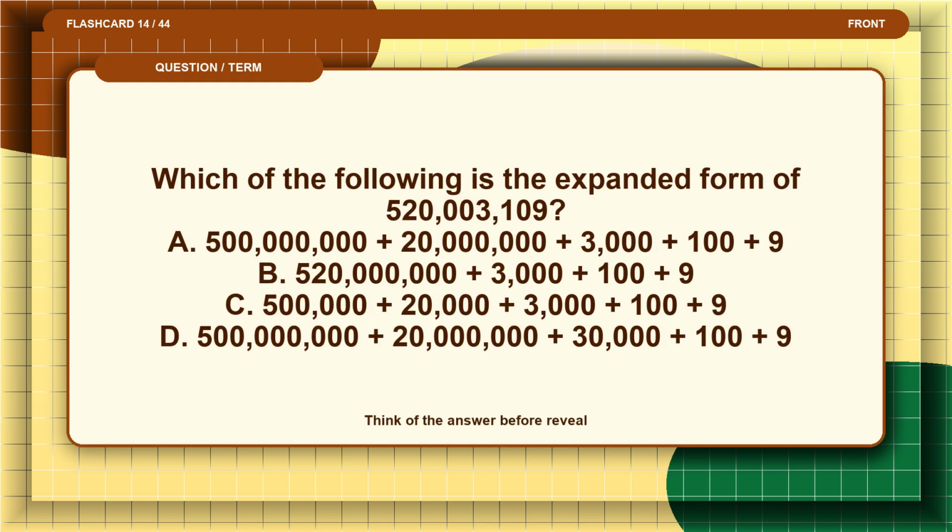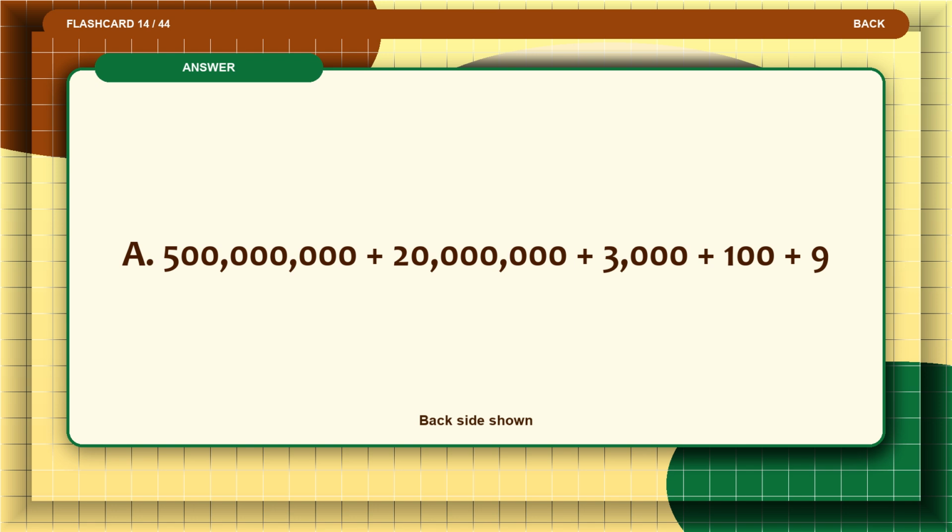Flashcard 14. Which of the following is the expanded form of 520,309? A. 500,000 plus 20,000 plus 3,000 plus 100 plus 9, B. 520,000 plus 3,000 plus 100 plus 90, C. 500,000 plus 20,000 plus 300 plus 9 ... Think of the answer before the reveal. The answer is A. 500,000 plus 20,000 plus 3,000 plus 100 plus 9.